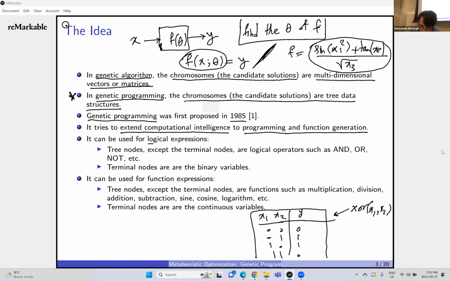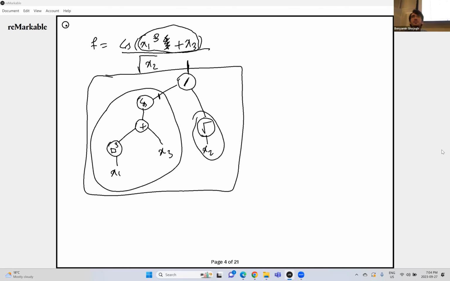As I said, we can use this idea for logical expressions. If we have logical expressions, then the tree nodes, except the terminal nodes, are logical operators, such as and, or, not. Just recall the tree that I showed you. Do you agree that in this tree, my variables are the terminal nodes, the children of the tree? These are the variables. Agree? This, and this. The rest of the nodes of the tree are just operators.